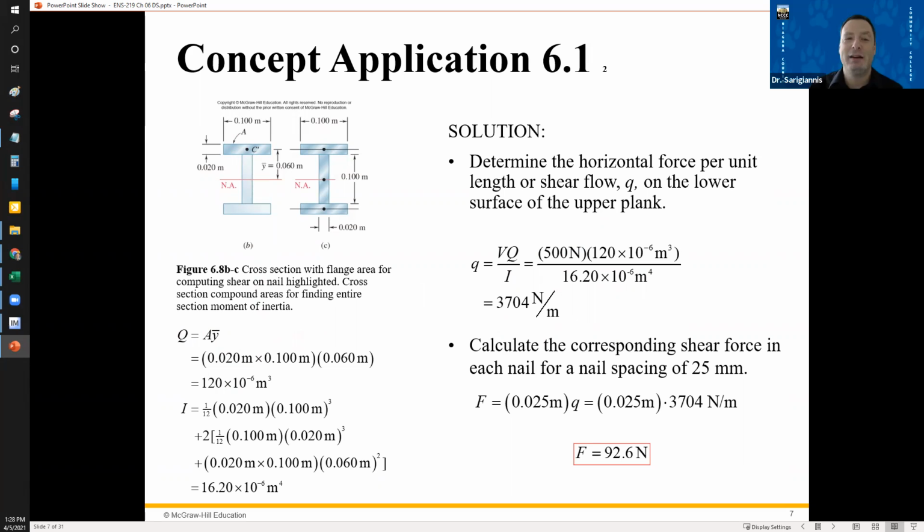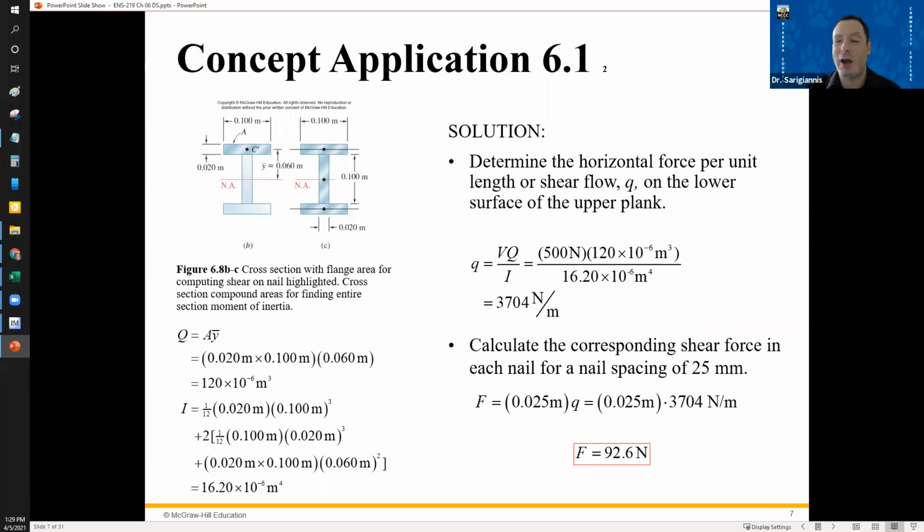This is telling us that that's the force per unit length between this top beam and this middle beam, or it works both ways, this middle beam and this bottom beam. It's that force per unit length that's trying to separate them, trying to cause them to slip over one another. So this is what the nails have to resist. This is per meter. Now, the nails have a spacing of 25 millimeters, right? So for every 25 millimeters of distance, you've got one nail working.